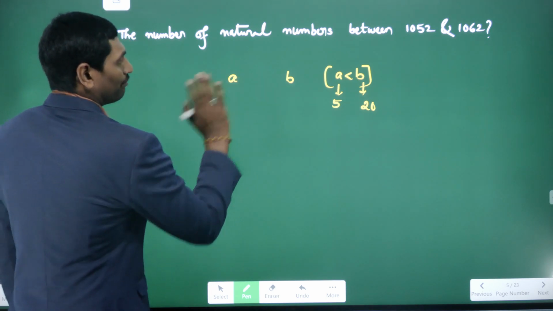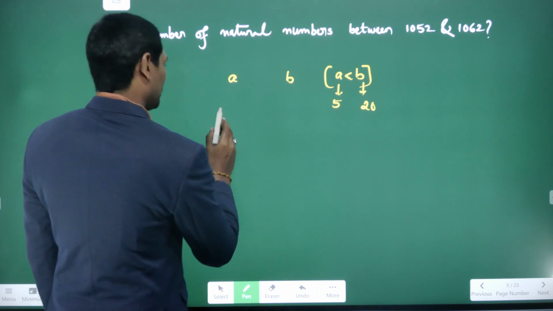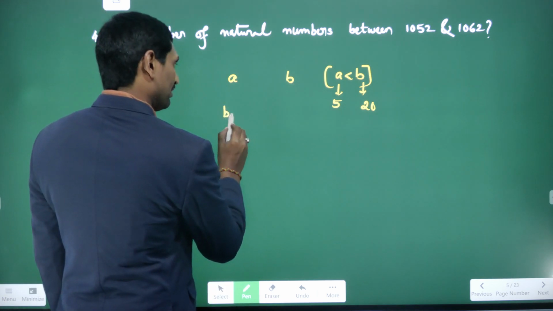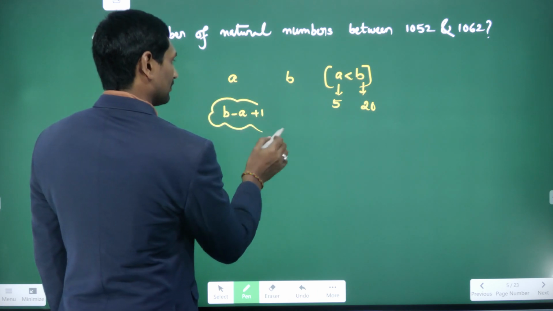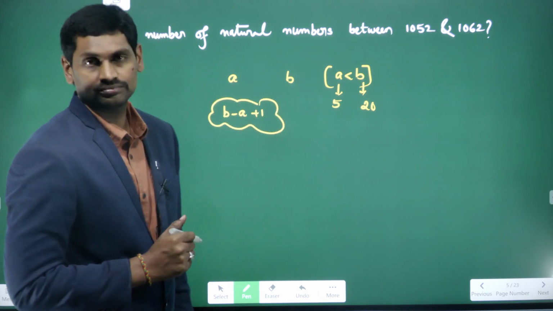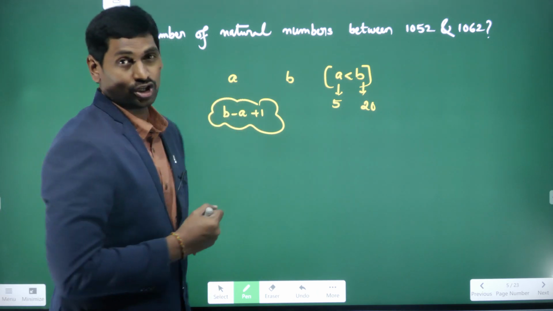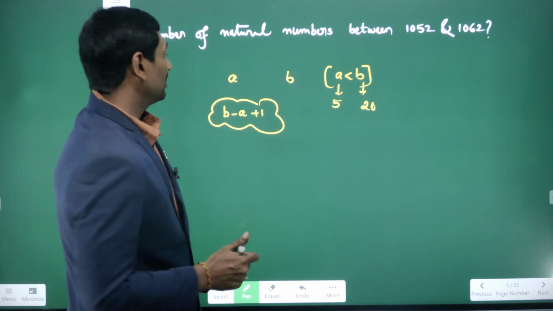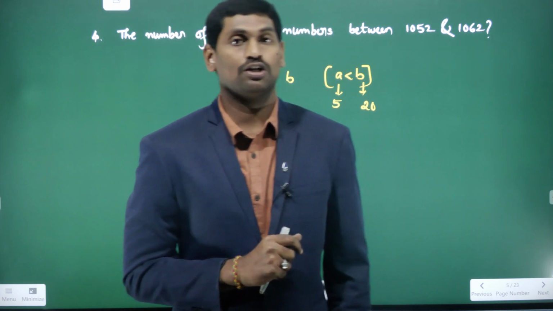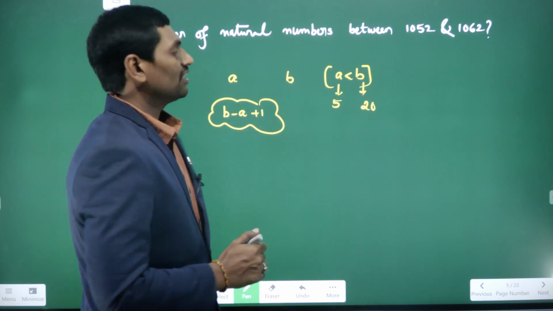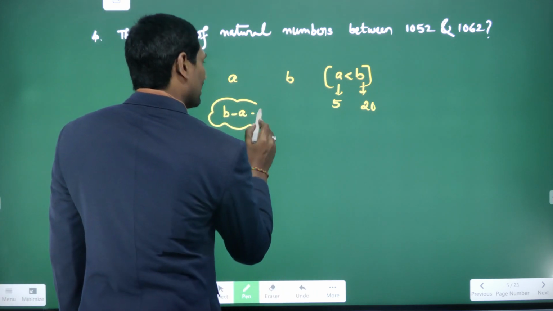Now how to find the numbers in between? There is a formula for in-between numbers, that is B minus A plus 1. Is it correct or not? Let us try to check. Or else we have one more formula, that is B minus A minus 1. Now I am giving the formula as B minus A minus 1.